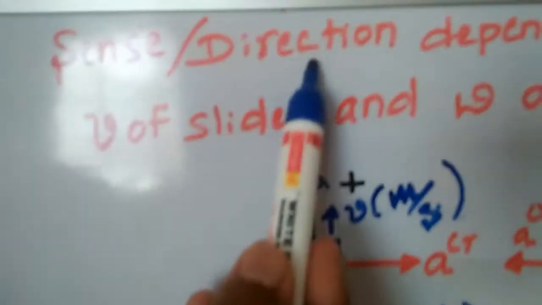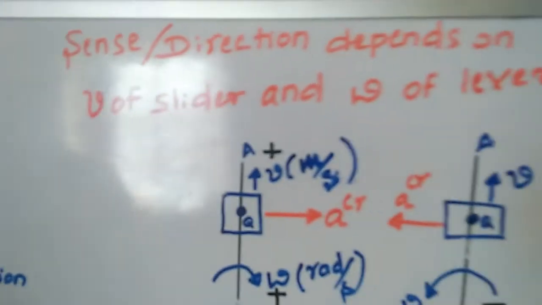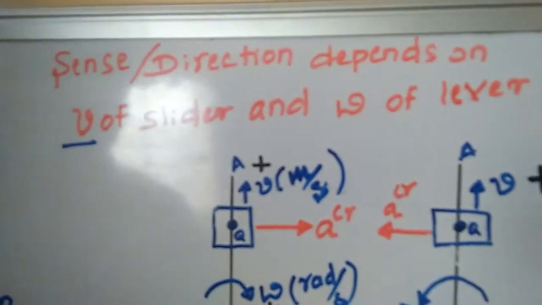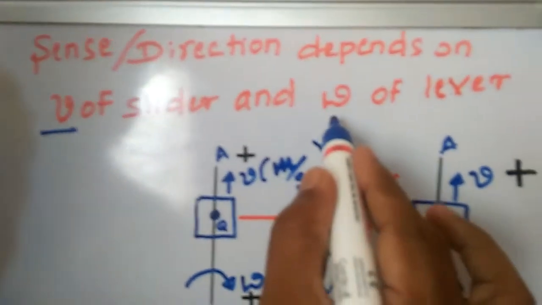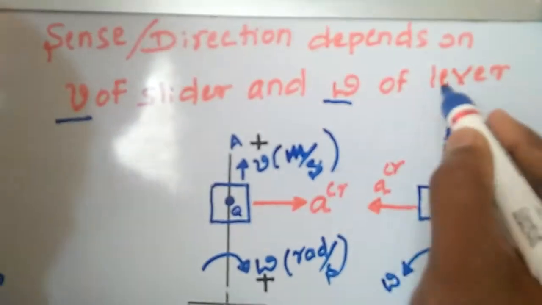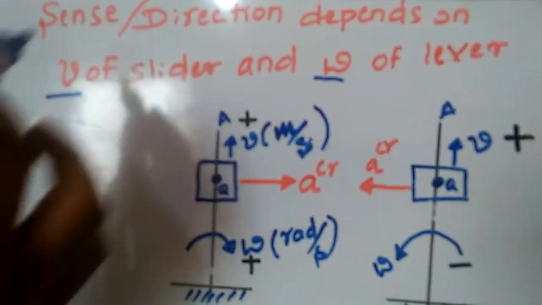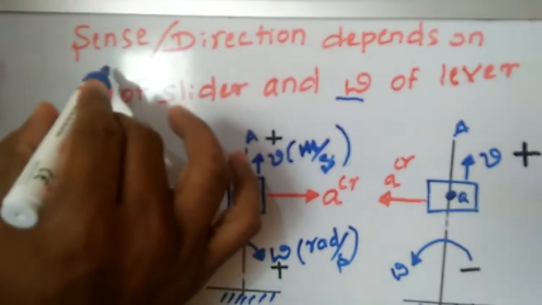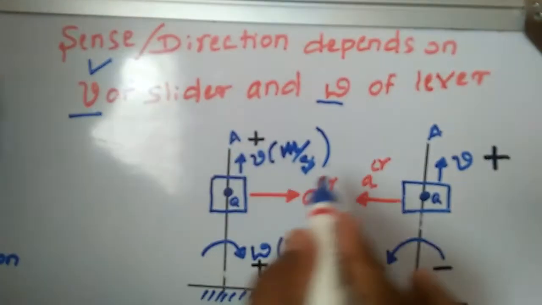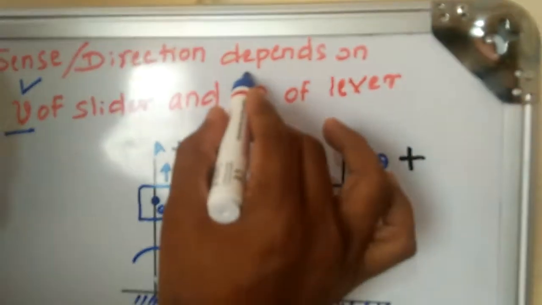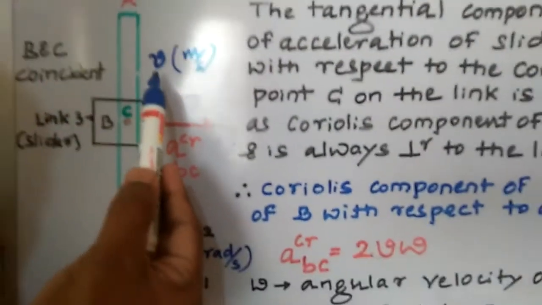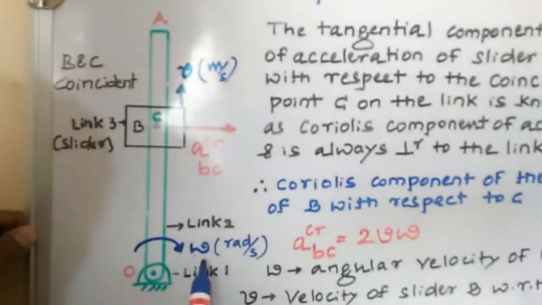The sense of direction depends upon two parameters. One is the velocity of the slider, V. One more is the angular velocity of the slotted lever. Okay, the sense or direction of the Coriolis component depends upon two parameters. One is the velocity of the slider, one more is the angular velocity of the slotted lever, that is, the link. Can you find it here? It depends upon two parameters, V and omega.